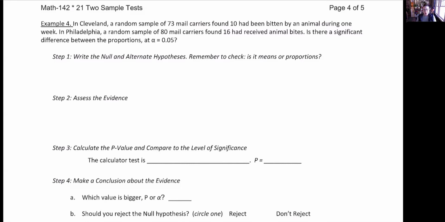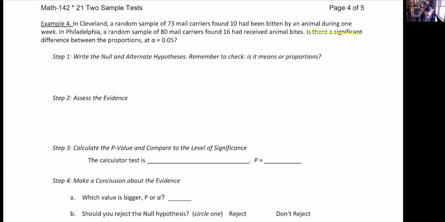So in Cleveland, a random sample of 73 mail carriers found that 10 had been bitten by an animal during 1 week. But in Philadelphia, a random sample of 80 mail carriers found that 16 had received animal bites. Is there a significant difference between the proportions? We want to write the null and alternate hypothesis. Now, here's the key. There's two things happening here. Remember, this last sentence tells you what it is you're finding.